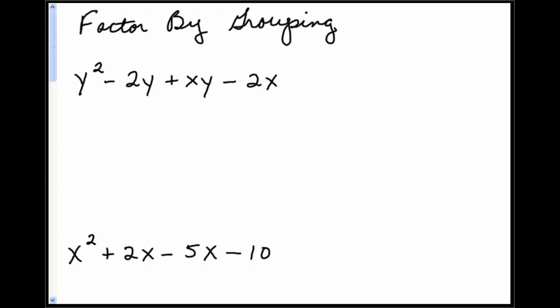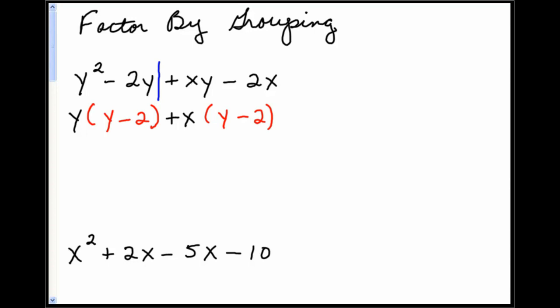So to begin with the first example, let's look at the first 2 terms and then the second 2 terms. Look for the greatest common factor in the first 2 terms, and that happens to be a y. So factoring out the y, what's left over? Well, you're going to have y minus 2. Looking at the next 2 terms, your xy minus 2x, the greatest common factor is a positive x. And when you factor the positive x out, you're left with y minus 2.